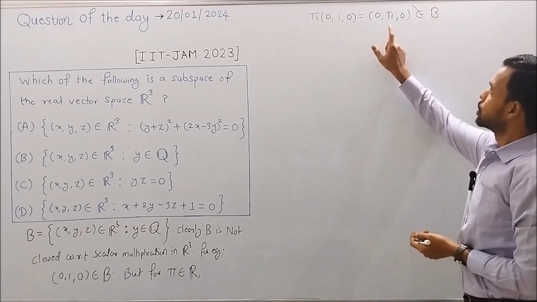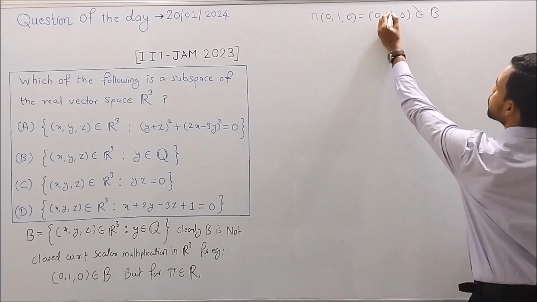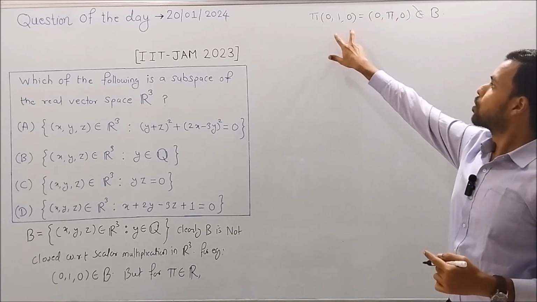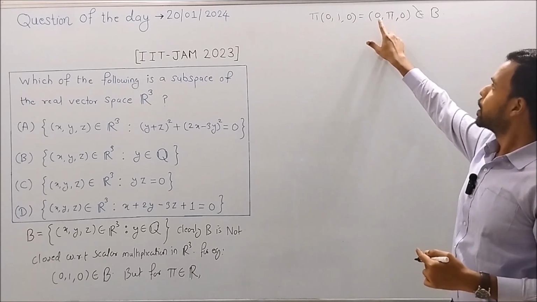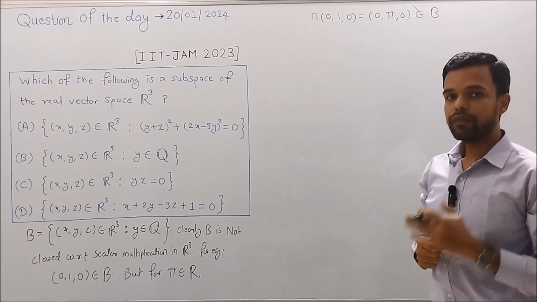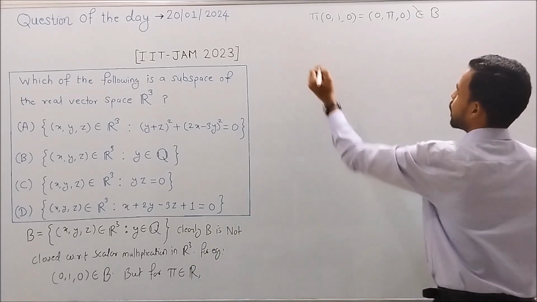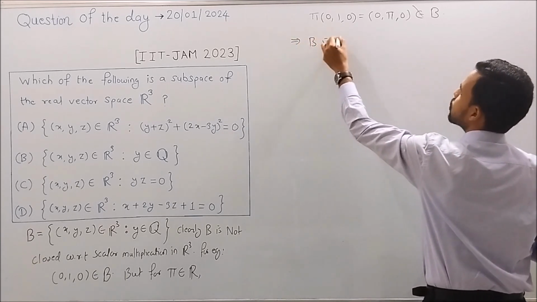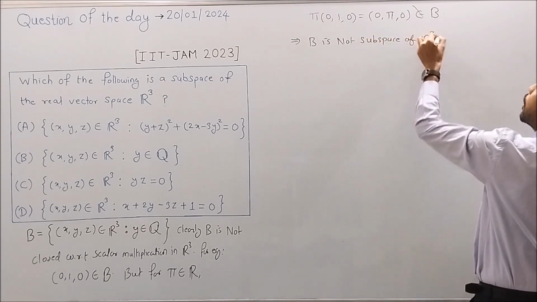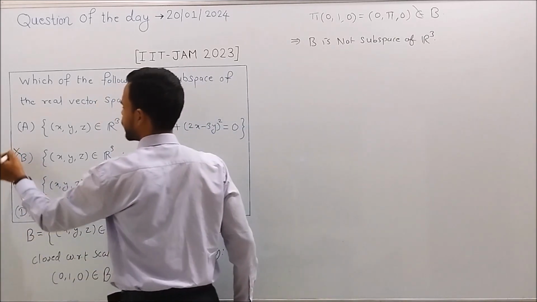Because for an element to be in B, we must have the second coordinate belong to the rational numbers, but here the second coordinate is pi, which is irrational, so it does not belong to the rational numbers. So the ordered triplet (0, pi, 0) does not belong to B. And this shows that B is not closed with respect to scalar multiplication in R3, and hence it is not a subspace of R3. Therefore, option B is discarded. That is, option B is incorrect.